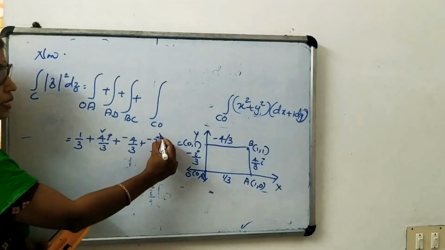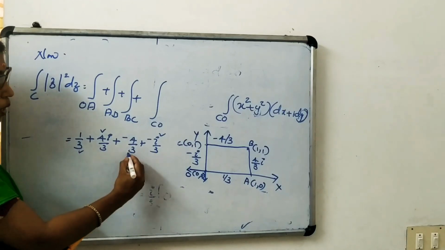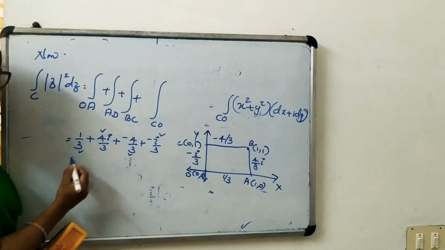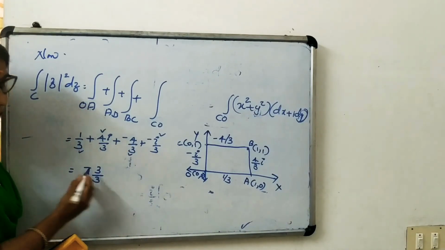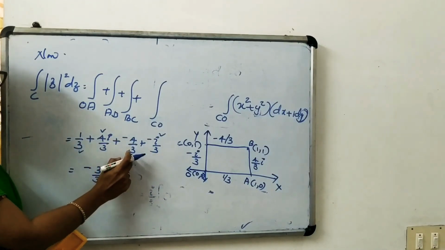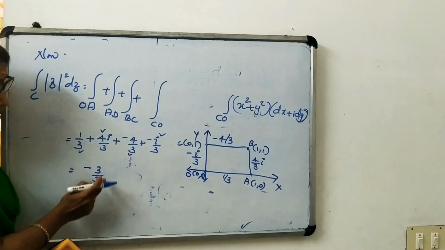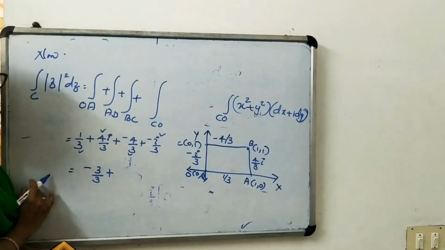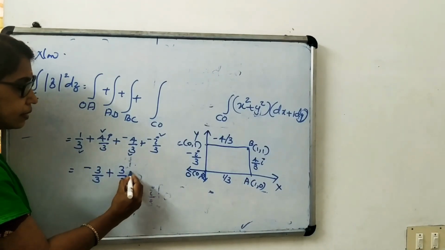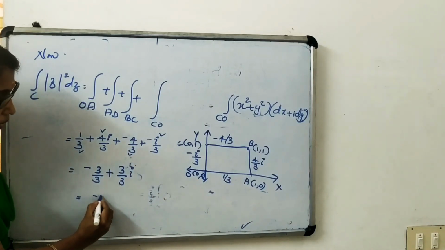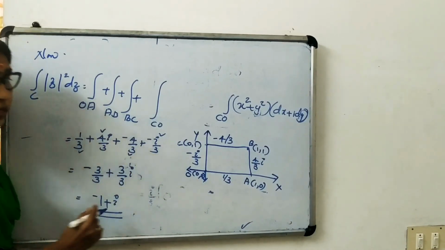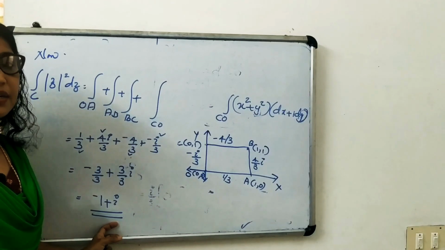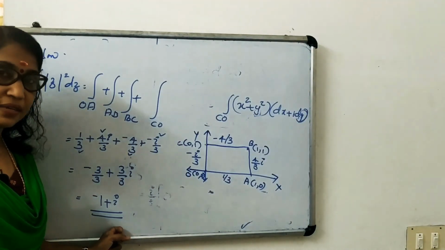So two of these terms are imaginary and two are real. Adding the two real terms, 1 by 3 plus minus 4 by 3, that is 1 minus 4 divided by 3, we get minus 3 by 3. Next, 1 plus 4 by 3 minus 1 by 3 gives 3 by 3 i. So this is equal to minus 1 plus i. So we have proved that the integral over C of mod z square dz is equal to minus 1 plus i. Okay, so we got the result.